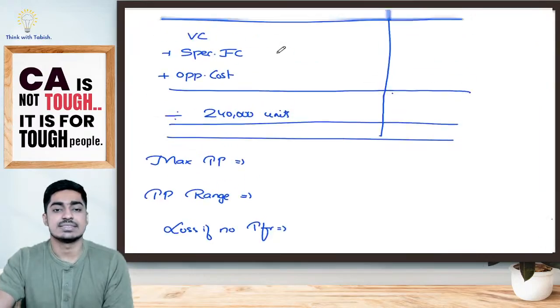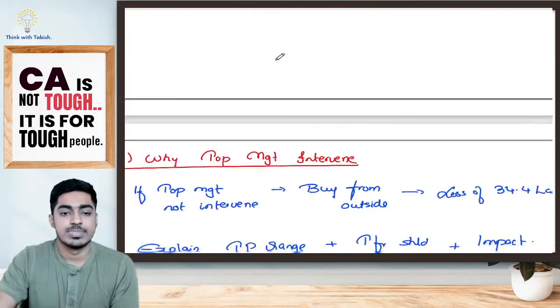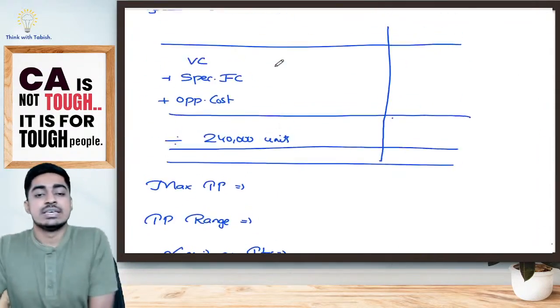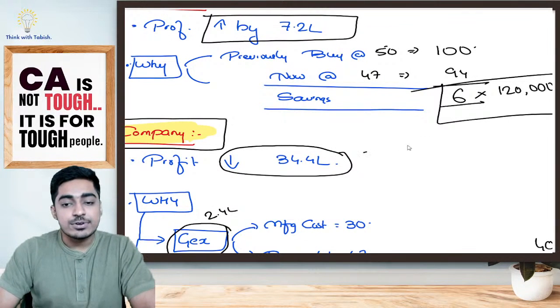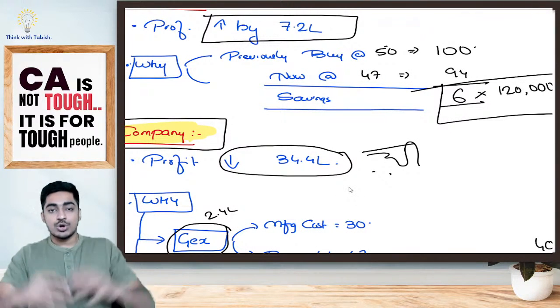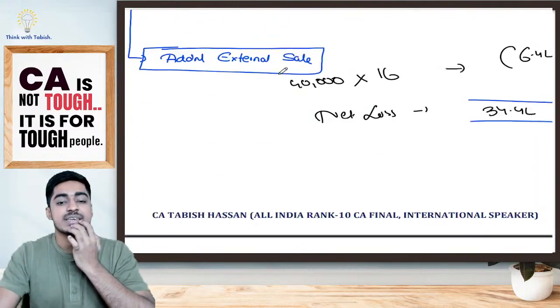Okay, next, the third thing. Overall, what is the loss for the company? 34 lakh 40,000 is a loss for the company. This we got by doing such a big calculation. Simply, we can get it by using the transfer pricing range.